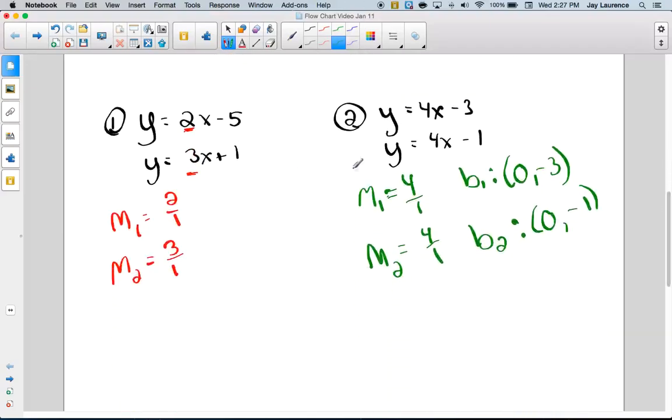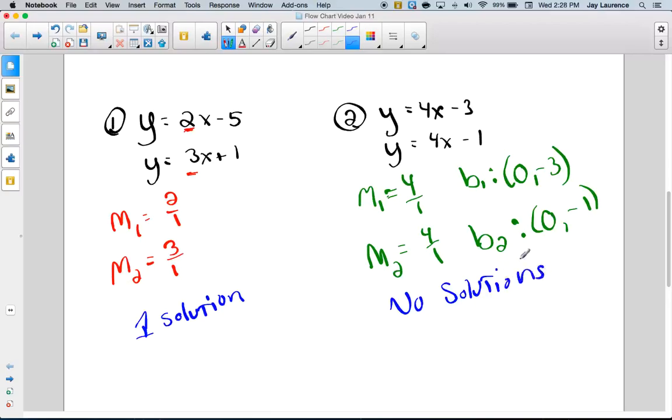So I know that the first problem has one solution. Right? This one has no solutions. The lines are parallel. How do I know they're parallel? They have the same slopes and different y-intercepts. That's what makes them parallel.